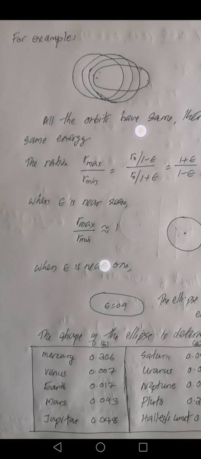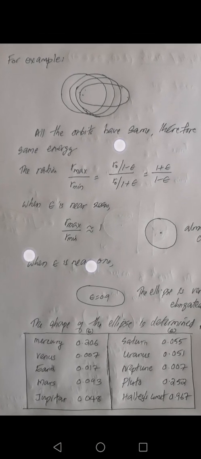Now let us calculate the ratio r max by r minimum. These are all important while calculating some numericals. r max divided by r minimum is equal to r0 by 1 minus epsilon divided by r0 by 1 plus epsilon. That is equal to 1 plus epsilon by 1 minus epsilon. That means the ratio r max by r minimum is equal to 1 plus epsilon by 1 minus epsilon.